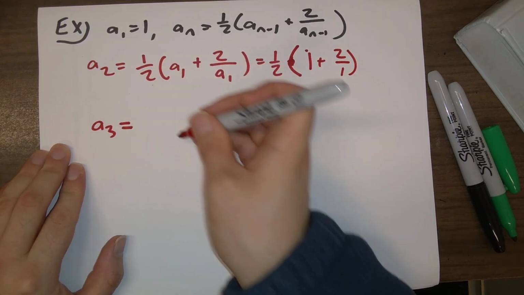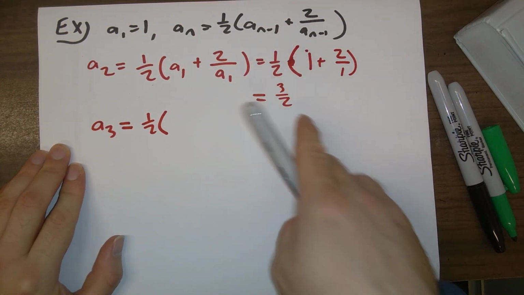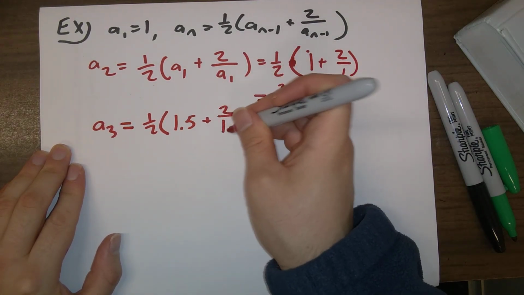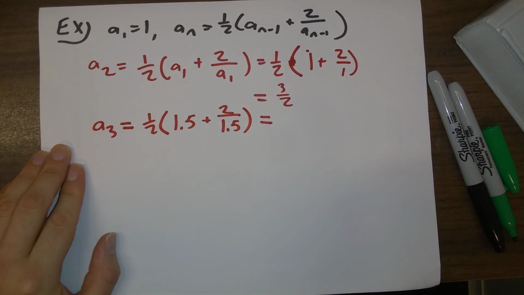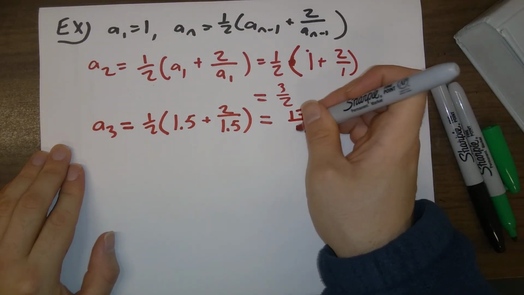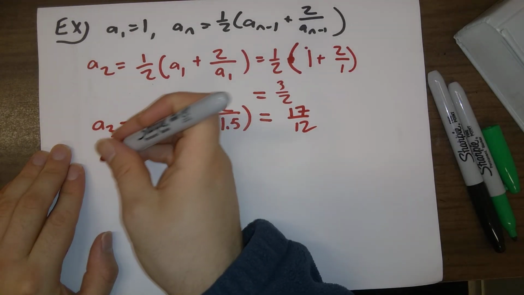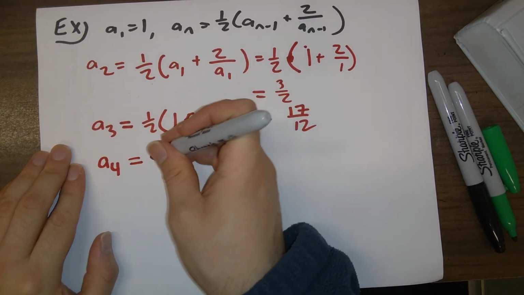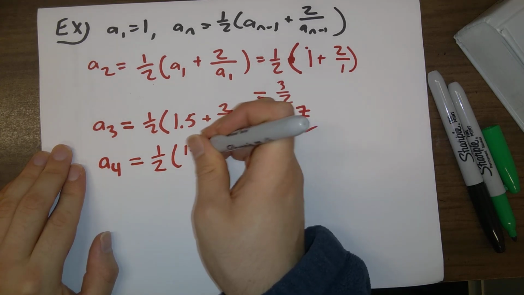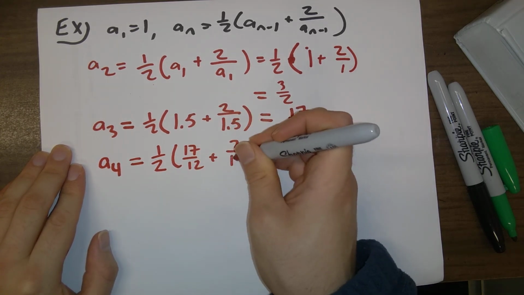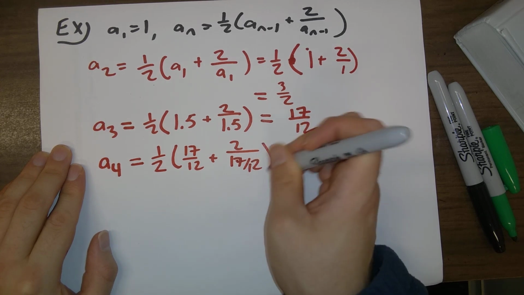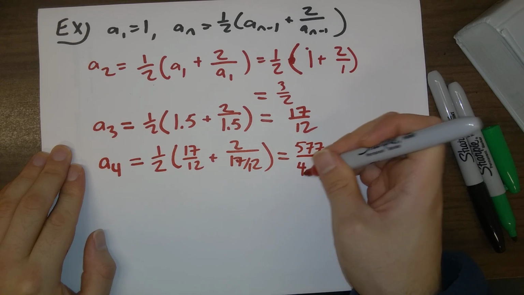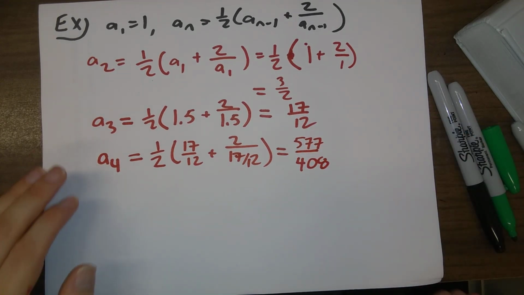A sub 3 is 1/2 times a sub 2. All right, that's 1.5 plus 2 divided by 1.5. And when you crunch that out, you get 17/12. And a sub 4 is equal to 1/2 times 17/12 plus 2 divided by 17/12. And when you crunch that out, you get 577 divided by 408.